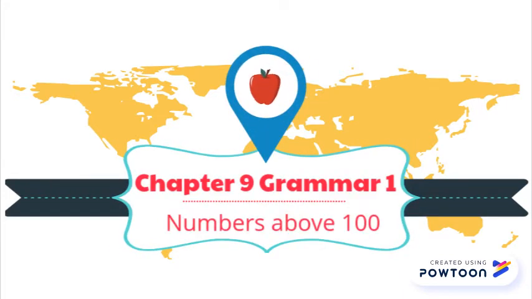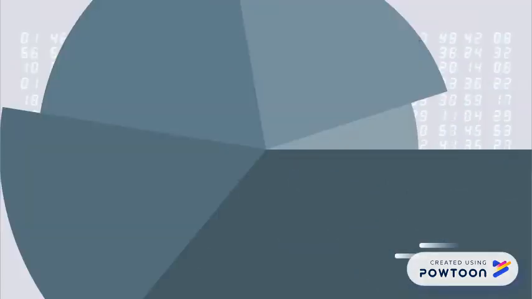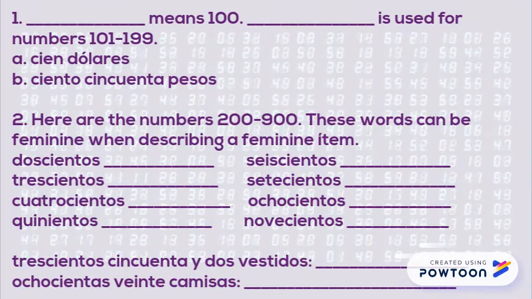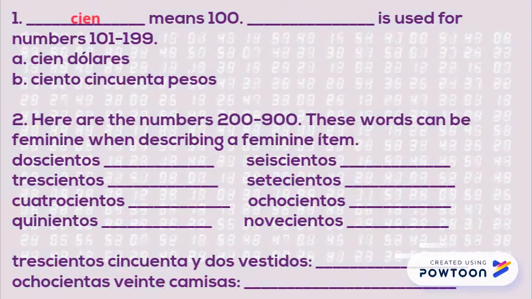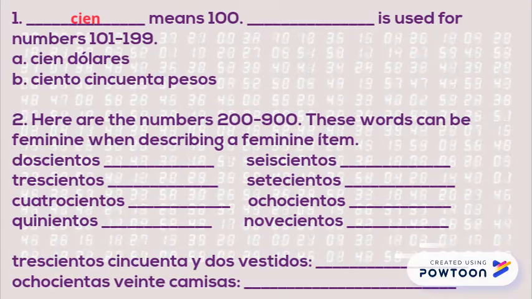Hola, this is grammar lesson number 1 for chapter 9, and it corresponds with page 3 of your notes packet for chapter 9. And we're going to be talking about numbers over 100. So we're going to start out by talking about the number 100 to begin with, which is cien. That should be a review for us.